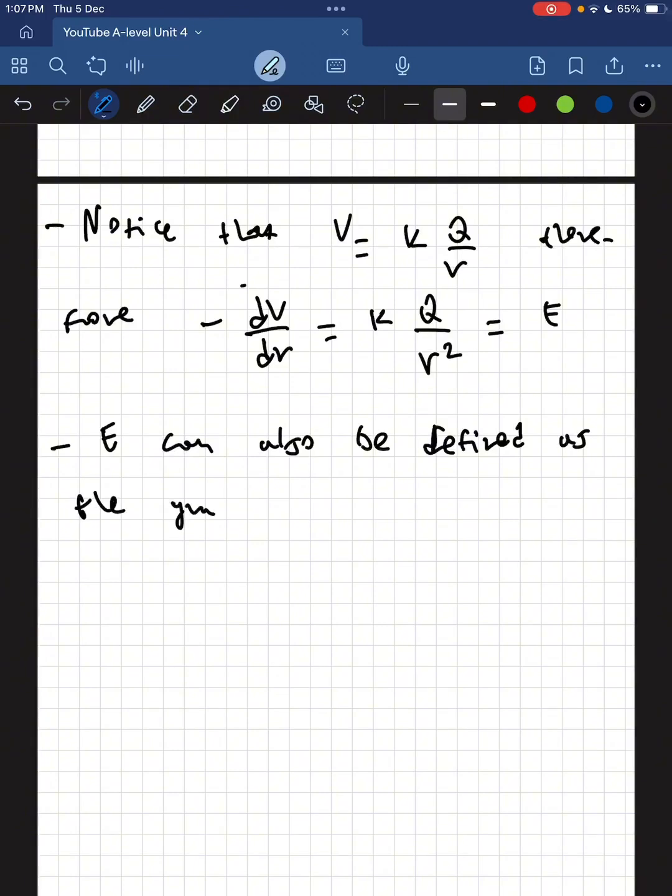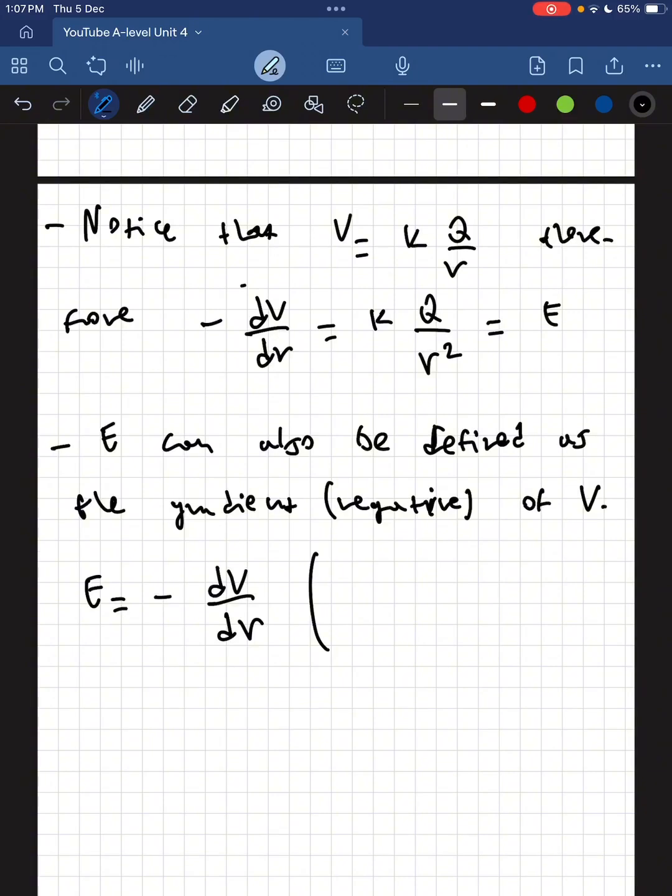as the negative gradient of V. So E can also be defined as minus dV over dr, and we said that it's measured in newtons per coulomb, which is equivalent to volts per meter, because potential is measured in volts, which is joules per coulomb, right? And R is measured in meters, so E can also be measured in volts per meter, okay? Now, what's the significance of that?